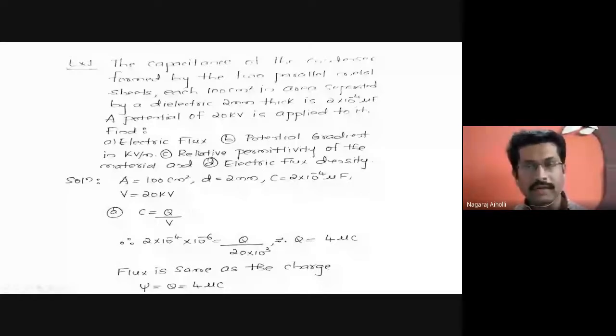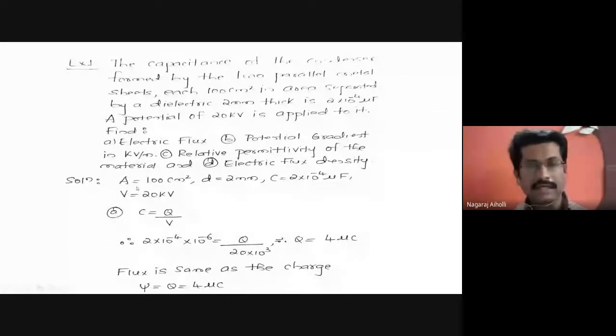Third, relative permittivity of the material, that is epsilon r. And fourth one, electric flux density, that is D value. So you are supposed to find phi, that is electric flux, potential gradient, that is voltage per unit distance, then relative permittivity epsilon r, and finally electric flux density D. Let us write the given details first.